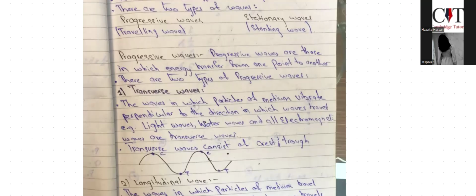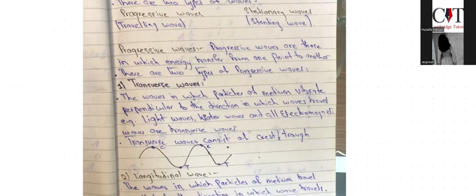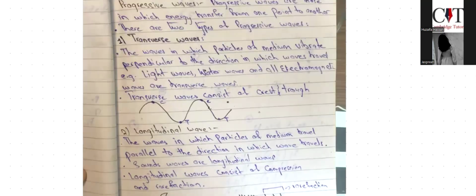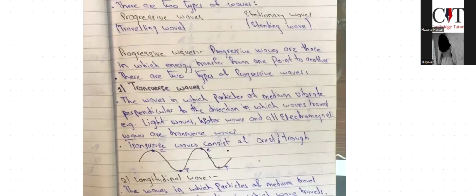Okay, so as I said, a progressive wave is a traveling wave. Longitudinal wave: the waves in which particles of the medium travel parallel to the direction in which the wave travels. Sound waves are longitudinal waves. Longitudinal waves consist of compression and rarefaction. So what is a progressive wave? A progressive wave is a traveling wave in which energy is transferred from one point to another. Unlike a stationary wave, which is a standing wave, it is not moving.